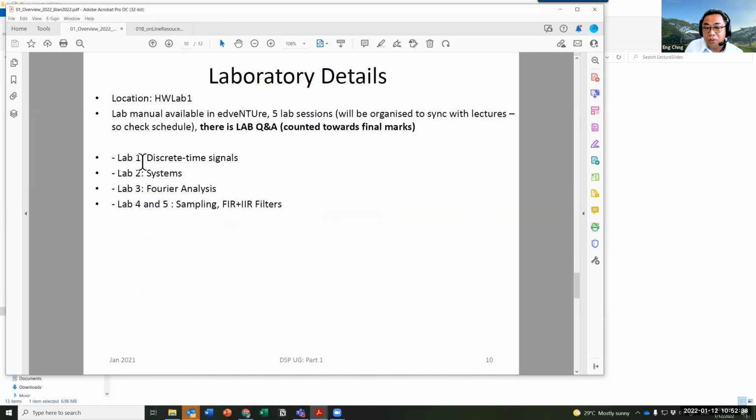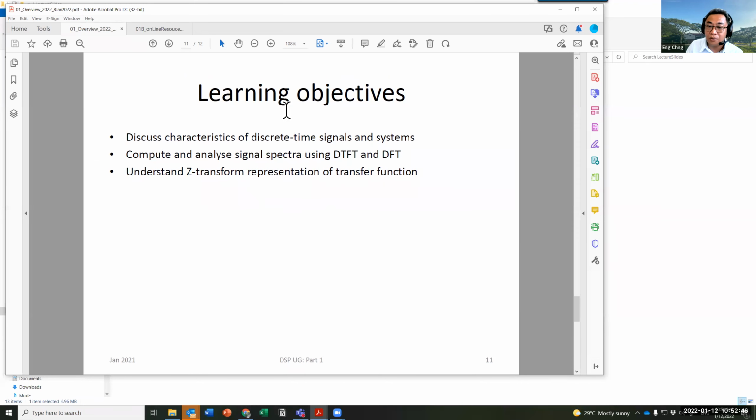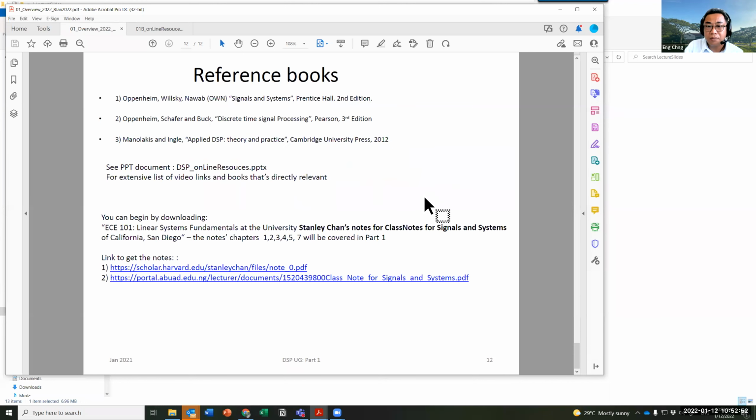Okay, so these are the 3 labs. Lab 1 is discrete time signal, lab 2 is systems, lab 3 is Fourier. The learning objectives: we're going to do discrete time signals and systems, Fourier transform, Z transform. There are lots of open books. Many of you will be thinking to yourself, do I need to look at my manual, my PDF, my slides, my tutorials? Actually, the answer is no. As long as you know how to do the lab quiz, and the exams and our quizzes, you do not need to read any of my materials whatsoever.